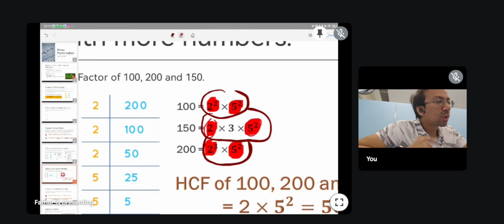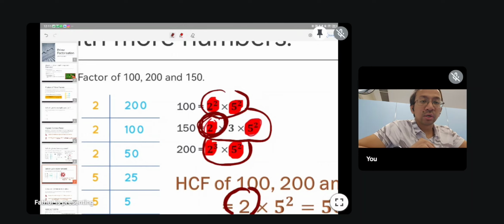So look at the number 2. Which one is the lowest power? Of course, this one, because here there is no power, right? So the highest common factor will be 2 without the power. How about the 5? You realize all the powers are the same? So never mind, just take the equal power. Remember, common number with lower or equal power.